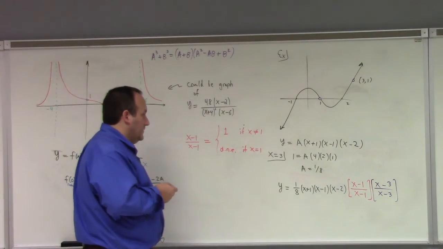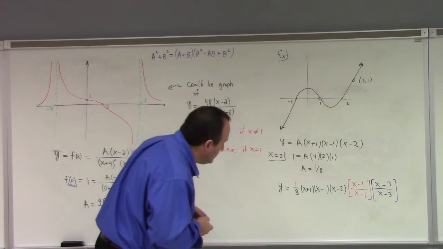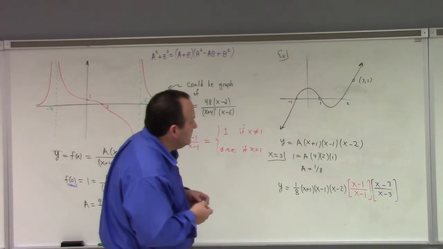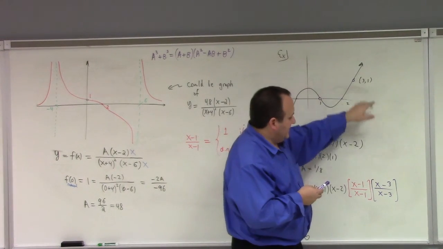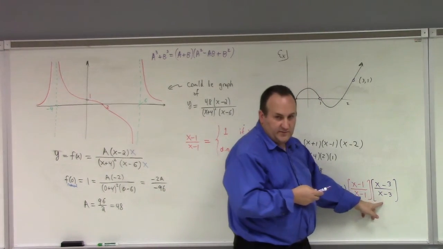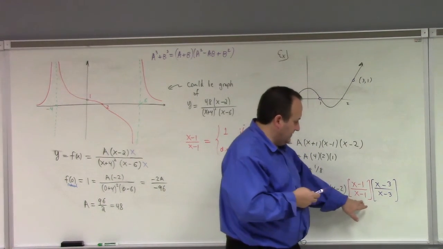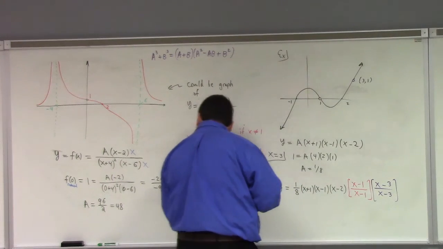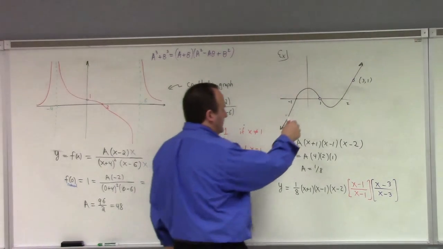The hole for the 3, 1 is those two things that are divided. The reason there's a hole at 3, 1 is because I put the x minus 3 over x minus 3. So that's the hole, not the x minus 1. This is putting the hole over here.